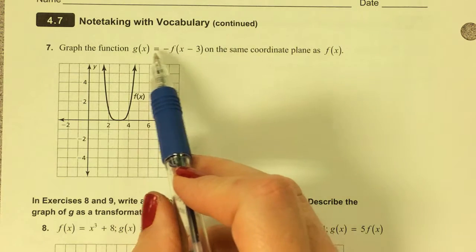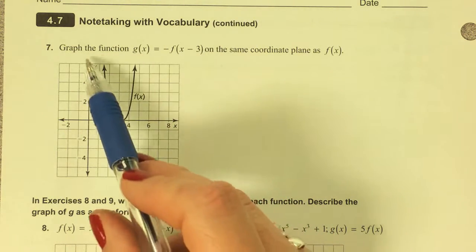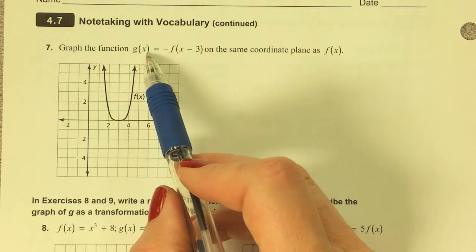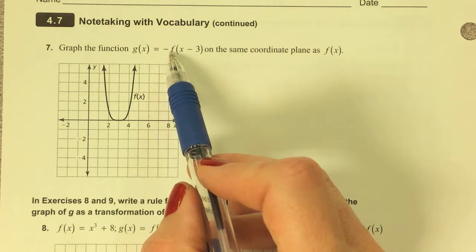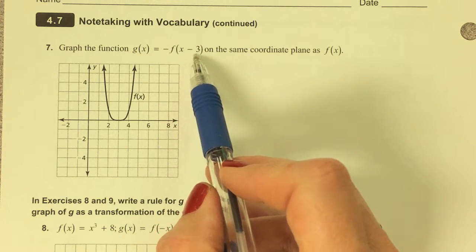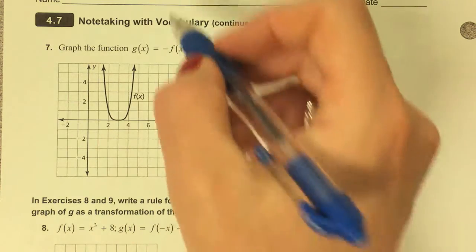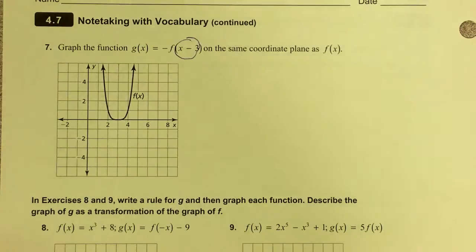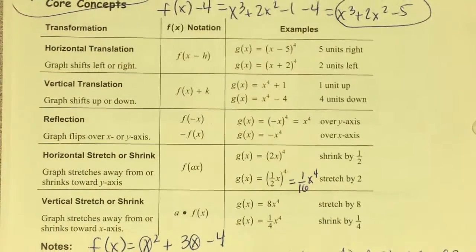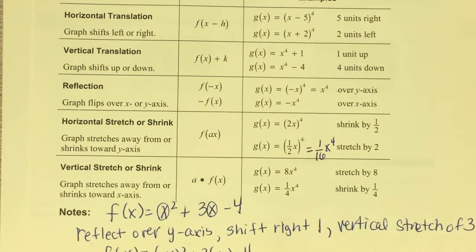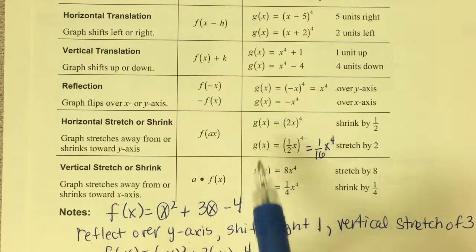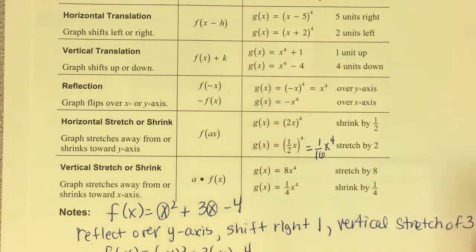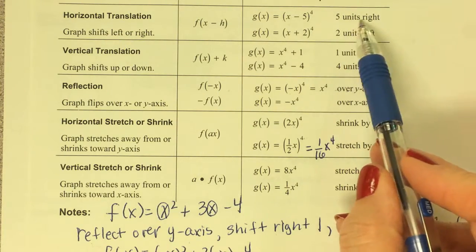So this function, we're starting off with this function that we're given. We're supposed to graph g of x, which is going to be negative f of x minus 3. So look at what they did. They replaced x with x minus 3. Looking back at the front of our notes on page 108, what happens when we replace x with x minus 3? What kind of a shift is that going to be, guys?